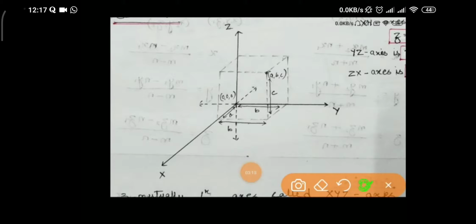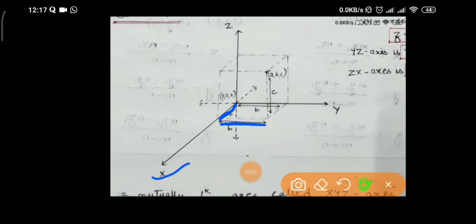So let's talk about this point. Now to reach this point, how do I need to move along the coordinate axis? So see, the first coordinate is A. Now you can see you have to move A in this direction because it's the x-axis. Then you have to move B in this direction.